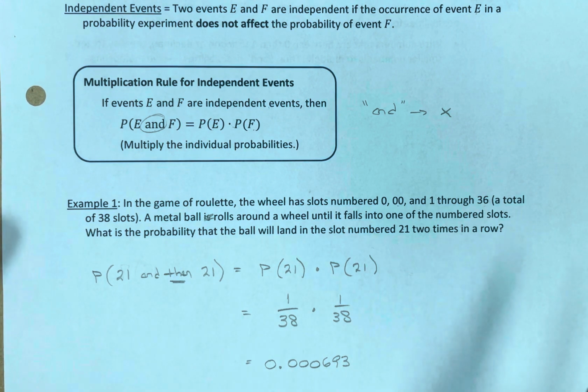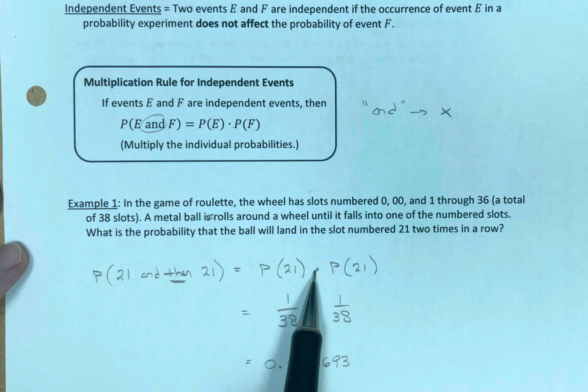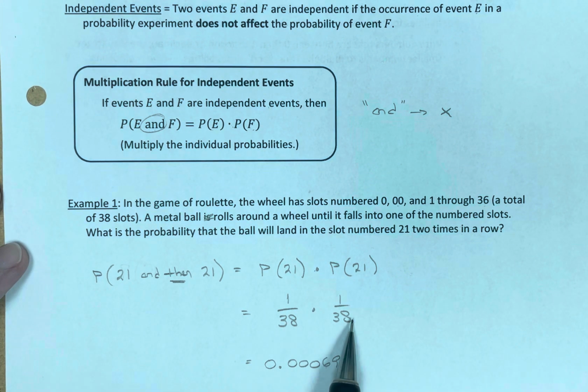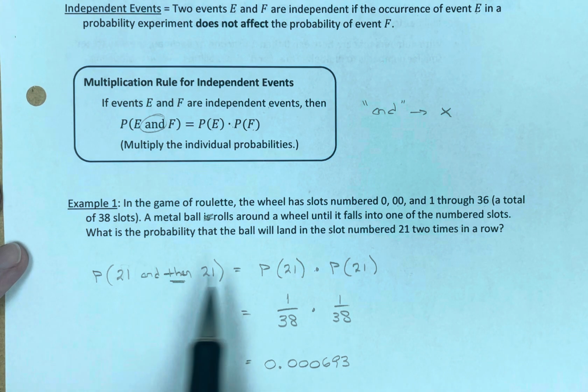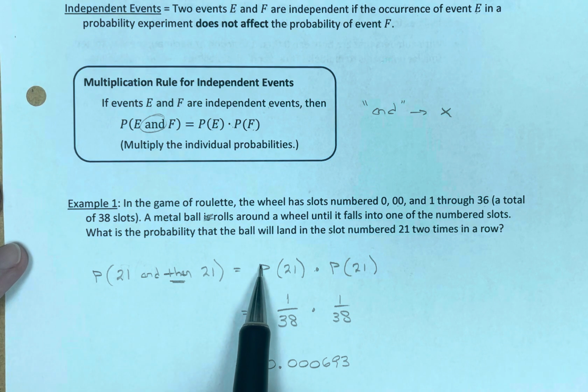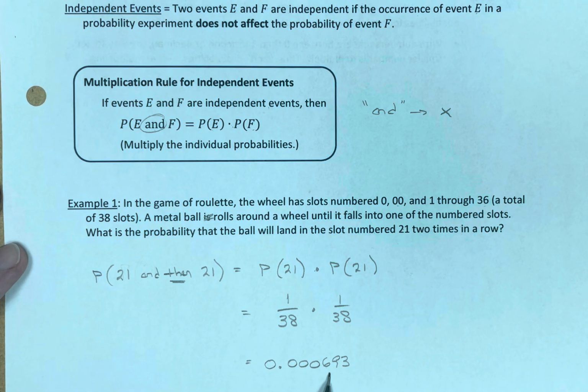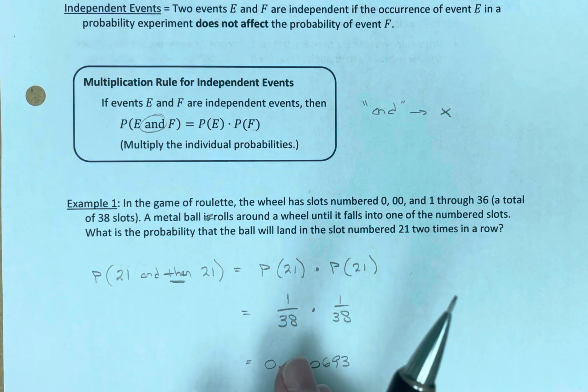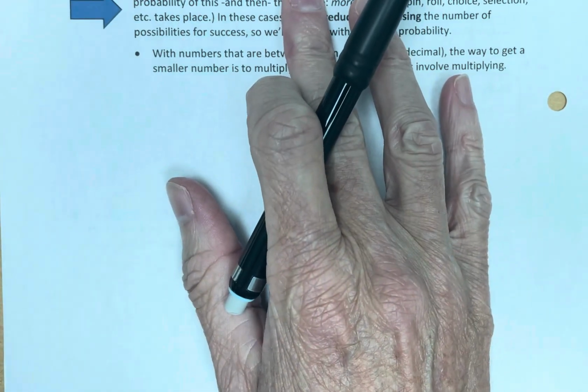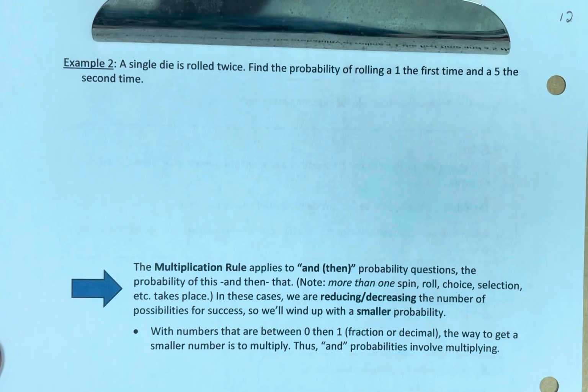So let's notice here, when we multiply probabilities, we get a smaller probability. The product is smaller. So to have two things happen, in this case a 21 and then a 21, we are decreasing the chances of it happening. We've shrunk the possibility of it taking place. All right, let's take a look at another example, and then we'll recap this multiplication rule.